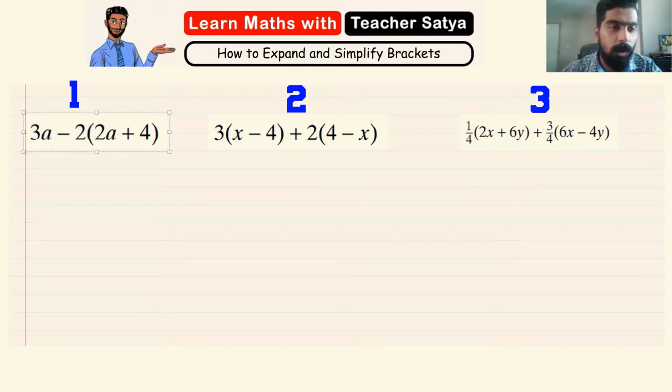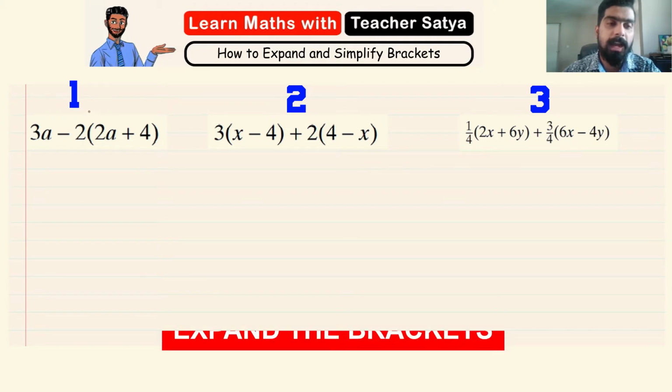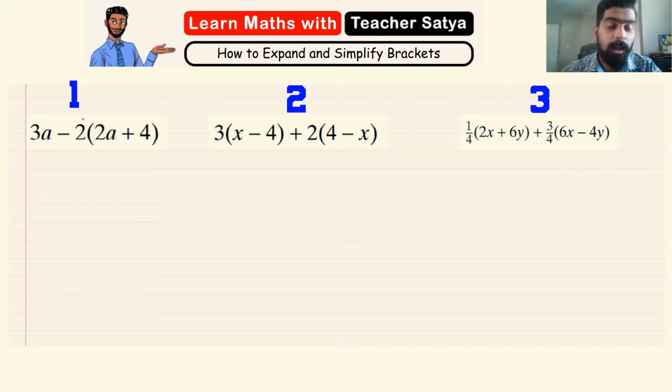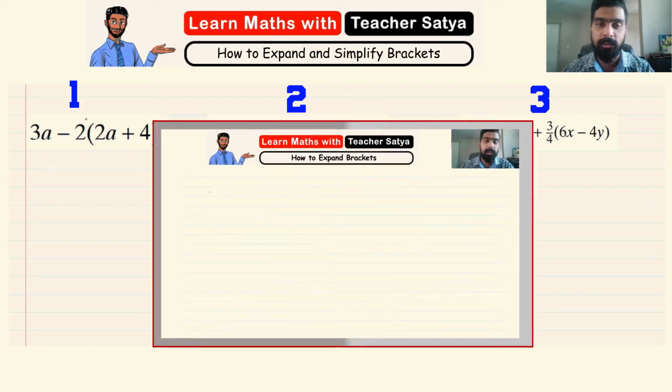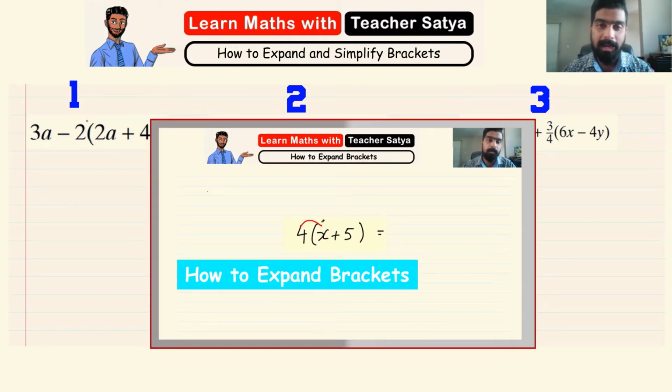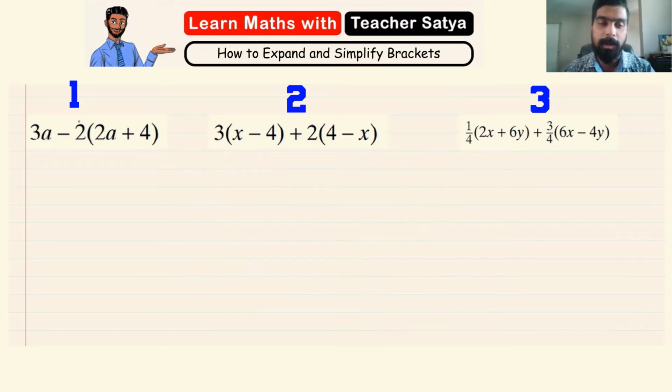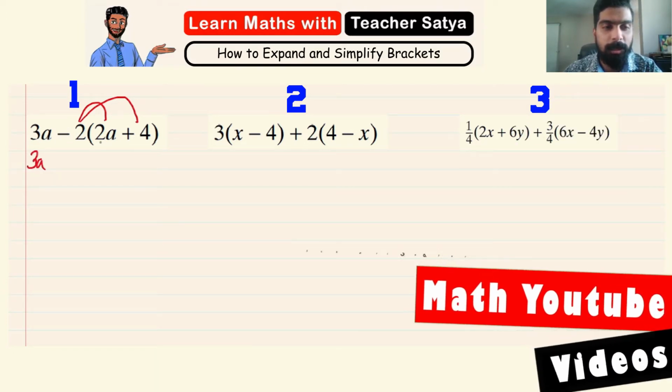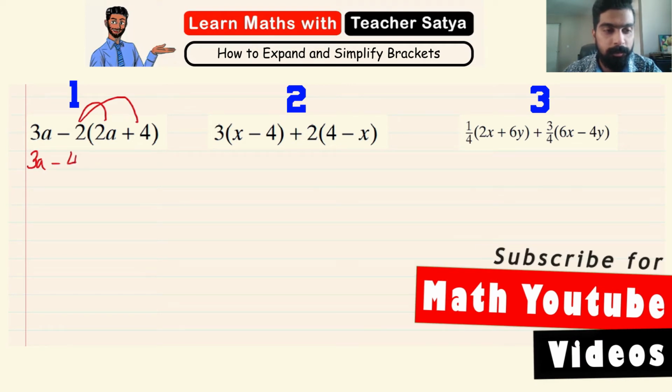So first, what we'll be doing here is expanding the brackets. If you don't know how to expand, I highly suggest you go to my previous video on expanding brackets. And if you do know, now let's get to it. First I'm going to multiply this -2 with 2a and -2 with +4. So I would have 3a, and -2 multiplied by 2a is going to give us -4a, and -2 multiplied by +4 is going to give us -8.